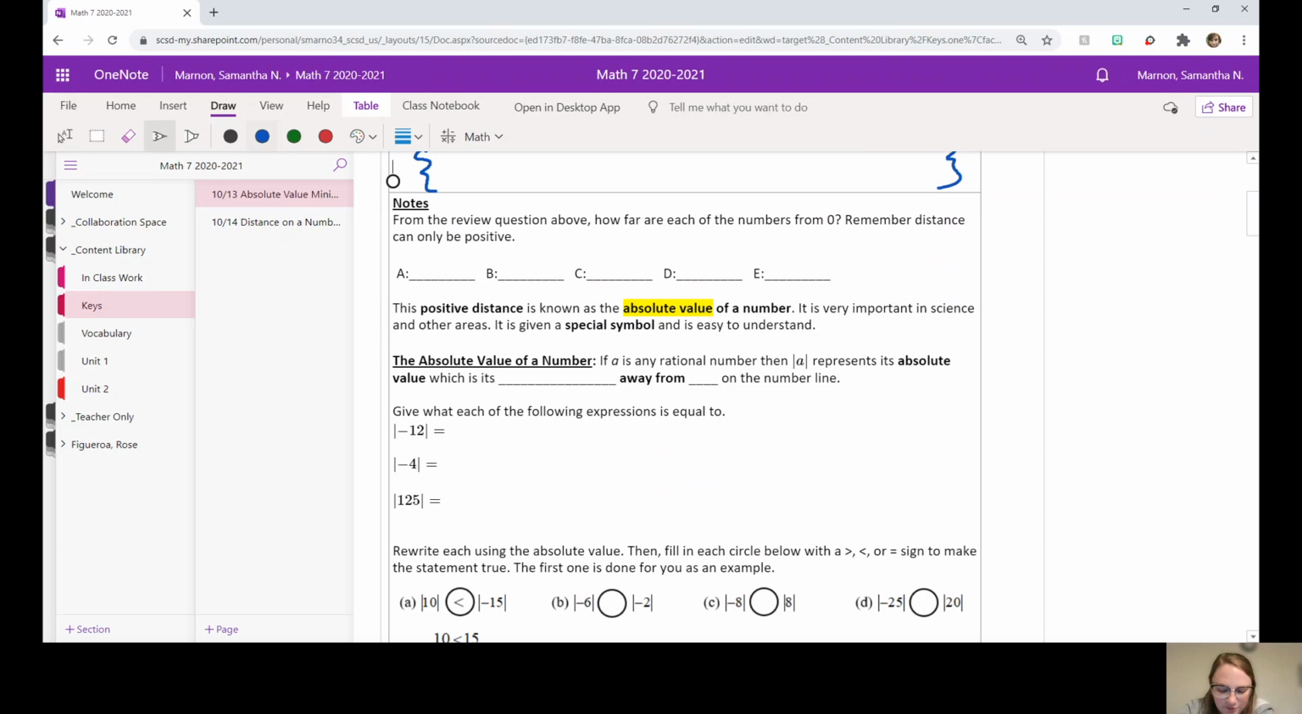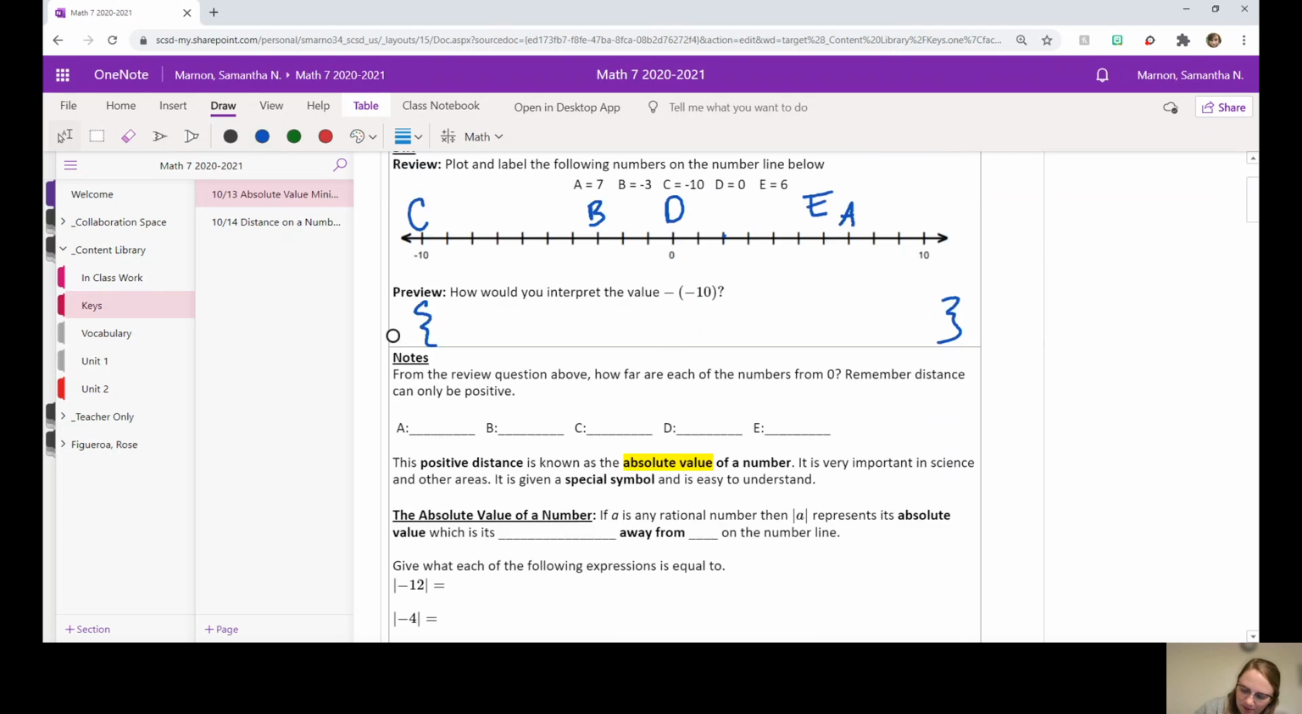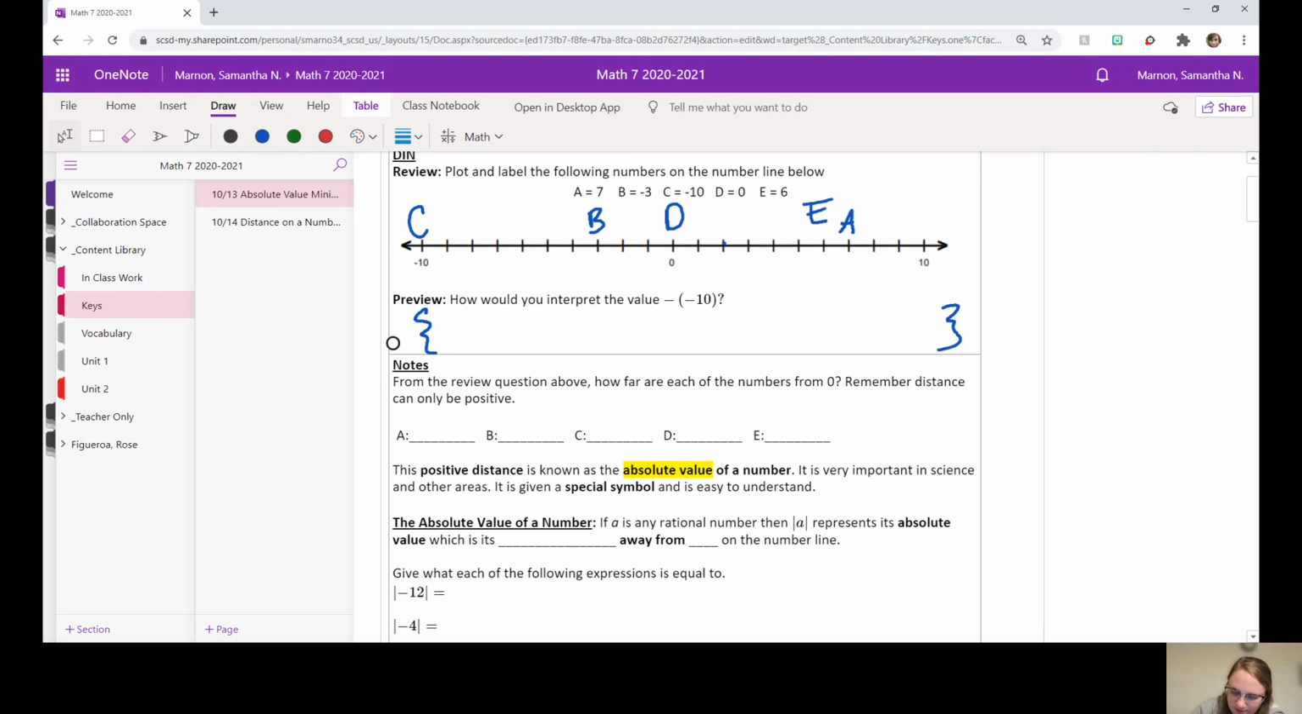So from the review question above, how far are each of the numbers from 0? Remember, distance can only be positive. So if I look back up here, we see that A is at 7 if you count the spaces. So if I count 1, 2, 3, 4, 5, 6, 7, A is 7 spaces away. B is 1, 2, 3 spaces away. So take a minute, pause the video, and figure out the distances for C, D, and E. The expectation right now is you're pausing the video and filling in for C, D, and E on your own.